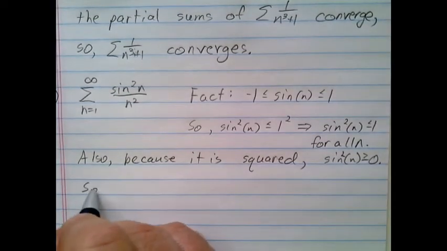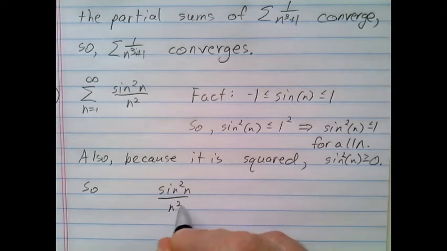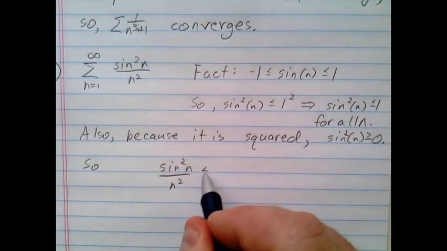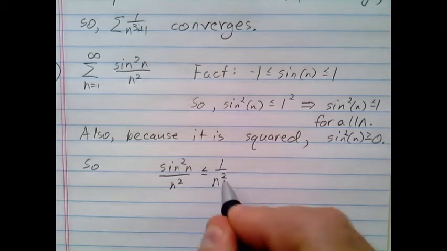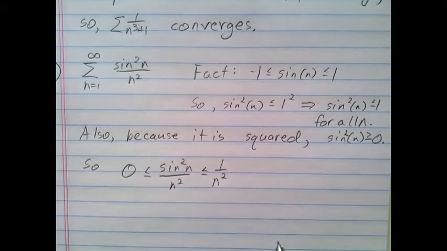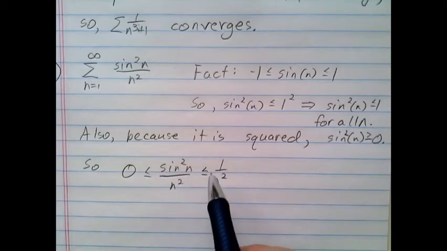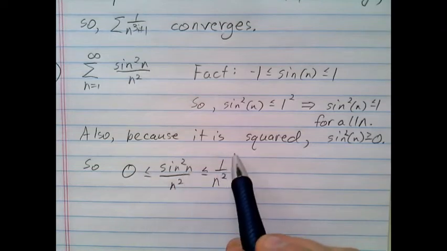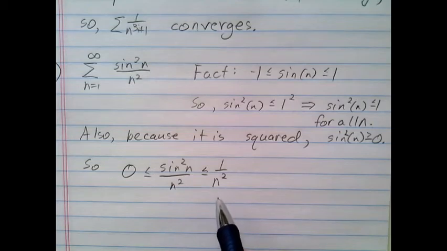So if I take sine squared n and divide it by n squared, since sine squared n has to be less than or equal to 1, I can say sine squared n over n squared has to be less than or equal to 1 over n squared, but I can also say that it's greater than or equal to 0. So there were really two conditions I had to check there. I had to check that my terms would be positive, but also that they would be less than the terms of a series that I know is convergent.